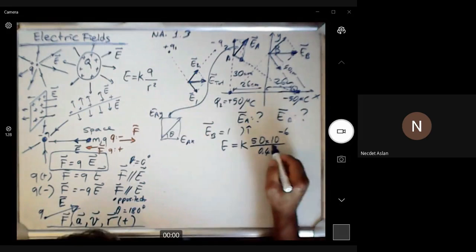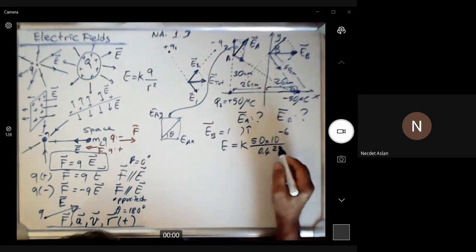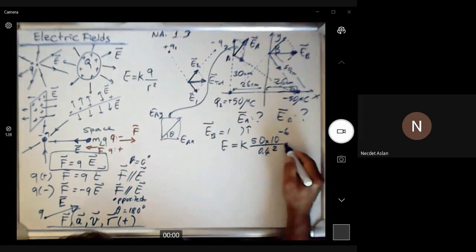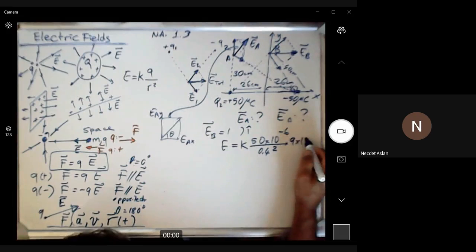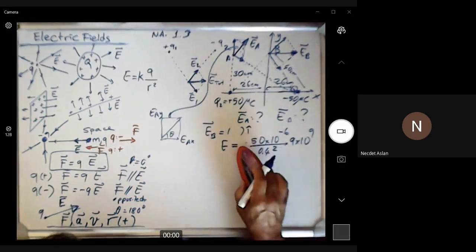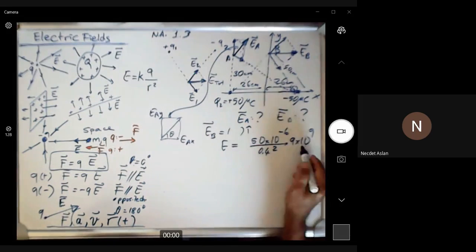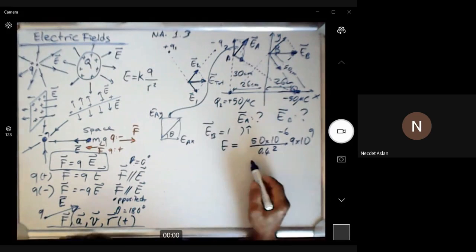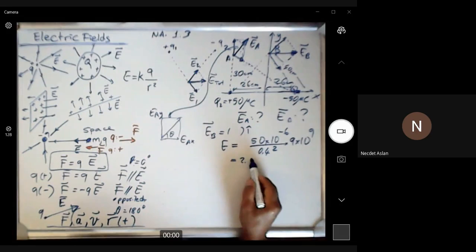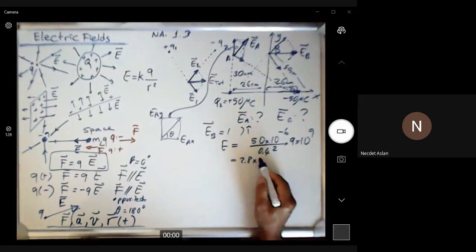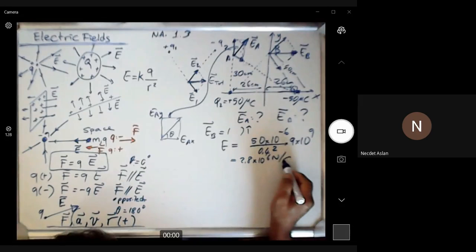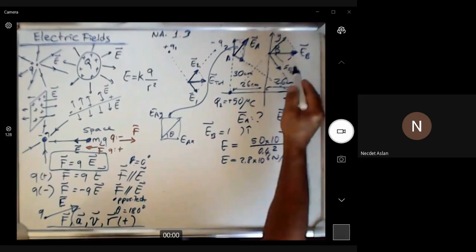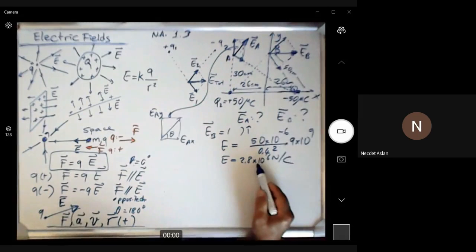Now K is 9 times 10 to the 9. So let's also put the value of K here, 9 times 10 to the 9. So the value of K is given here. If you just look at this expression, it gives you 2.8 times 10 to the 6 newtons per coulomb. So the electric field for this one will be this much.